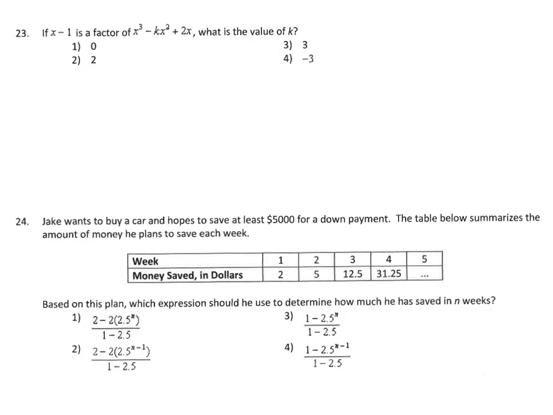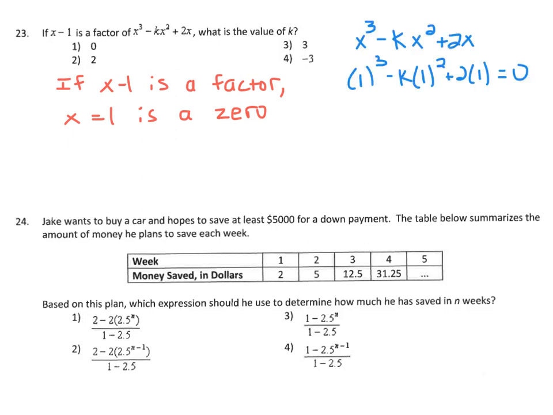Okay, so let me just write that out. In other words, what that means is if we take 1 and substitute it in for x into this expression, it should be equal to 0. So let's do that. I just took all the x's and replaced them with 1's, and by doing so, I was able to set this equal to 0. So now let's just solve for k.